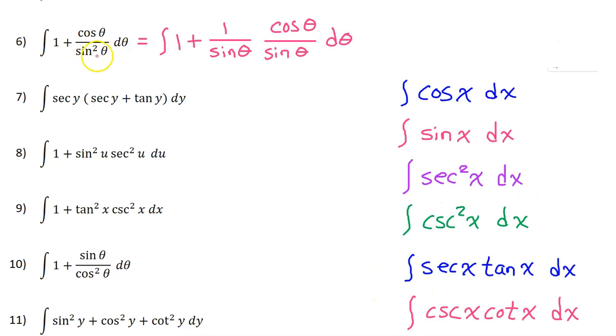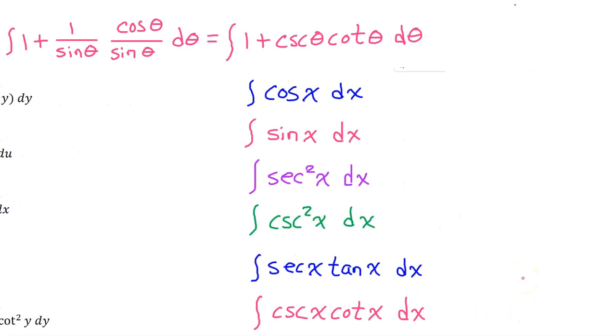Because of the 2 sine thetas in the denominator, you can separate this fraction into 2 fractions, 1 over sine theta times cosine theta over sine theta. But 1 over sine theta is cosecant theta, and cosine theta over sine theta is cotangent theta. So we've turned an expression that was not on the list into an expression that is on the list. So now we can integrate.